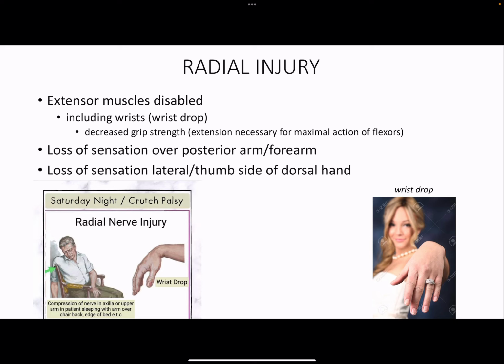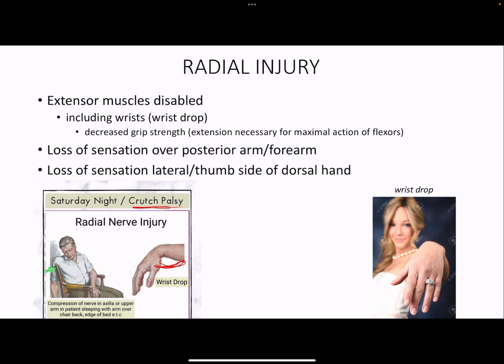So remember, radial nerve is like all the extensors. So no extension. The big one is wrist. No wrist extension, which means that the wrist is just going to drop. This here is decreasing the angle there. That is technically flexion, because if you're not extending, you're flexing. That's the big one. It's called wrist drop.